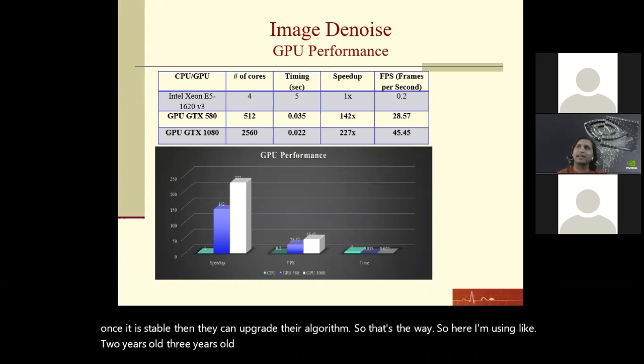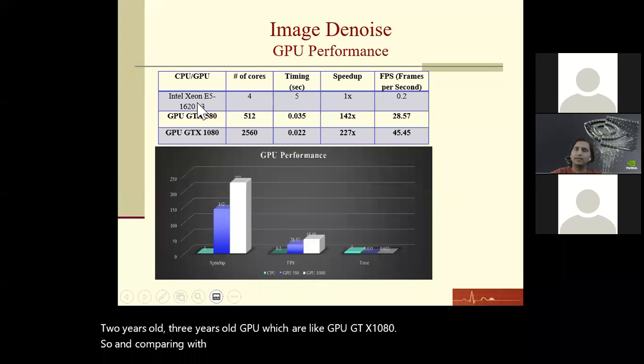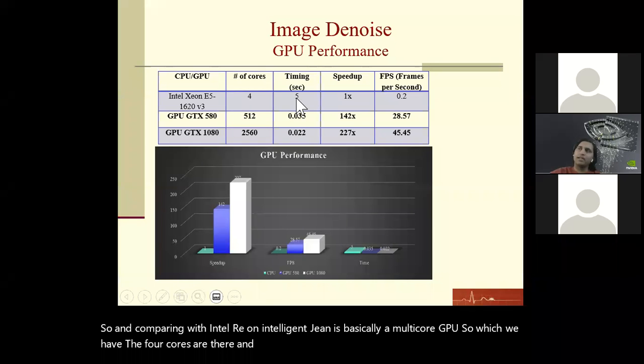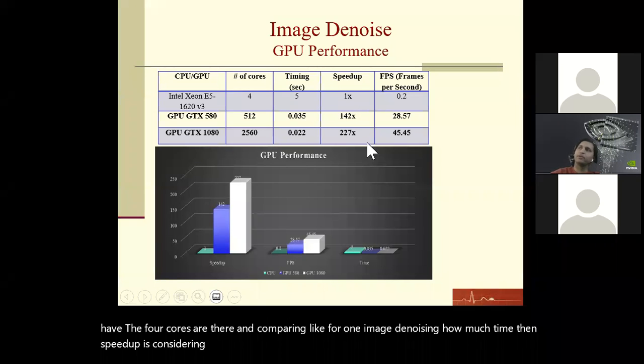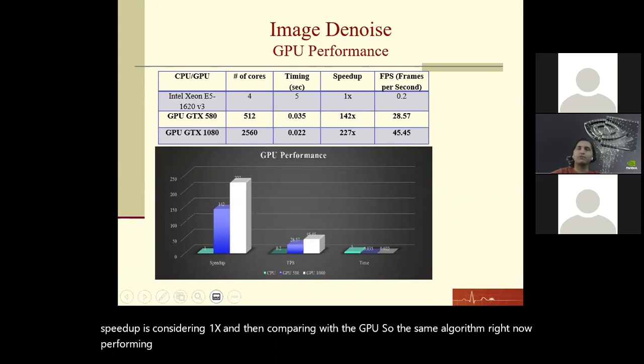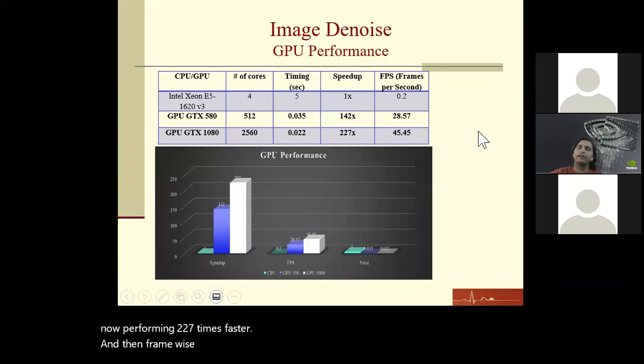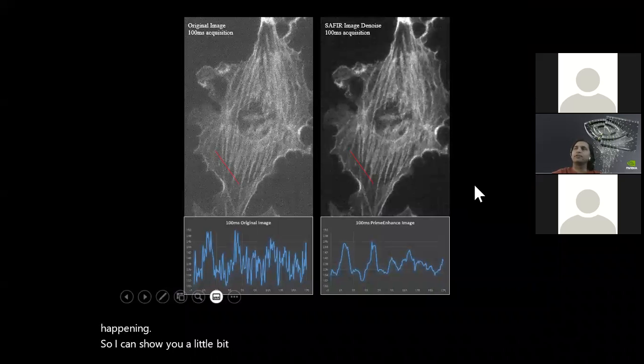It's a GTX 1080, and I'm comparing it with an Intel Xeon, which is a multi-core CPU with four cores. For one image denoising, the Xeon time is considered 1x, and then comparing with the GPU, the same algorithm is now performing 227 times faster. Frame-wise, we can visually verify in real time how the image denoising is happening. I can show you in a little more detail what the denoising looks like.